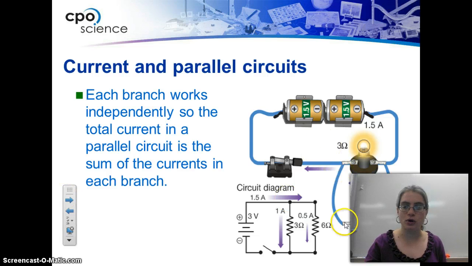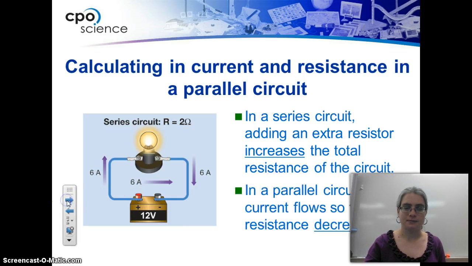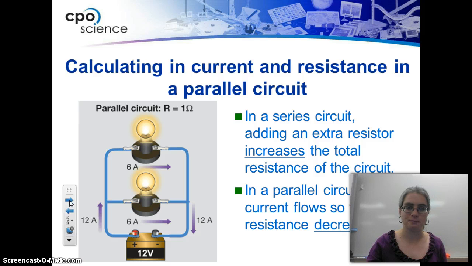So each branch works independently. So if this one goes out, this is still going to stay on. This is still a complete circuit at that point. Likewise, if this goes out, all the current will travel through to this bulb. So it allows a backup plan. In a series circuit, adding an extra resistor increases the total resistance of the circuit. In a parallel circuit, more current flows so that the total resistance decreases. So in series, you're adding more resistance. In parallel, you're actually decreasing the amount of resistance.